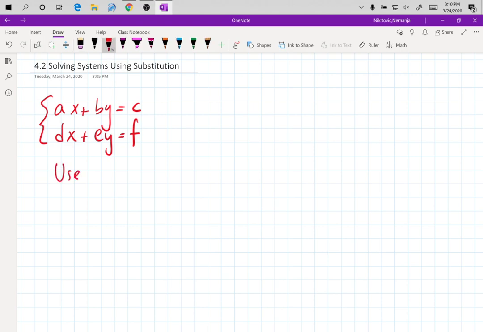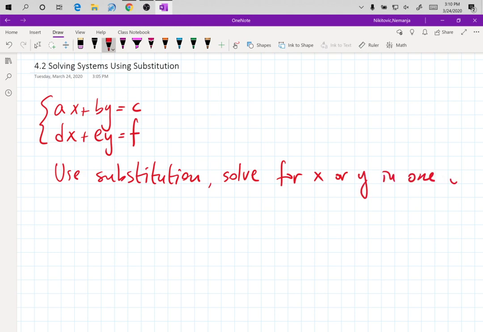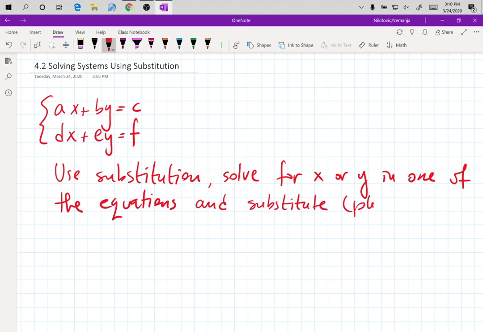So, use substitution. Solve for x or y in one of the equations and substitute, I'll say also plug in, into the other equation.